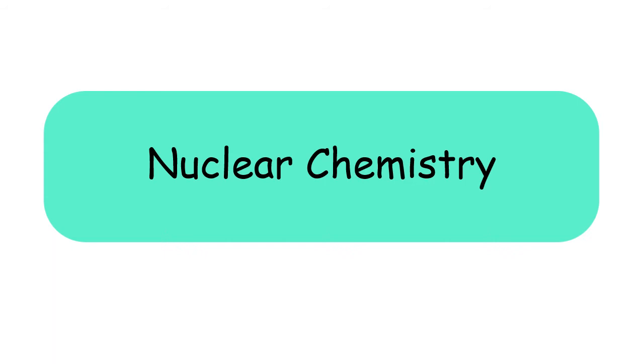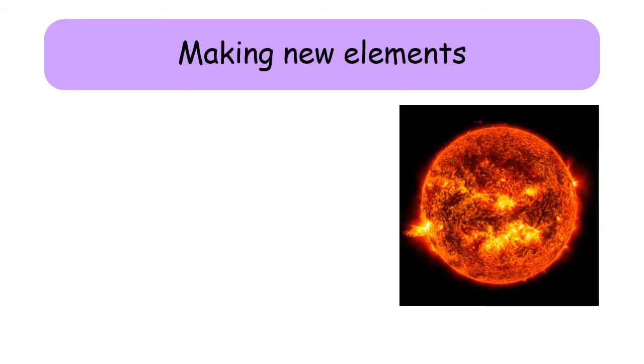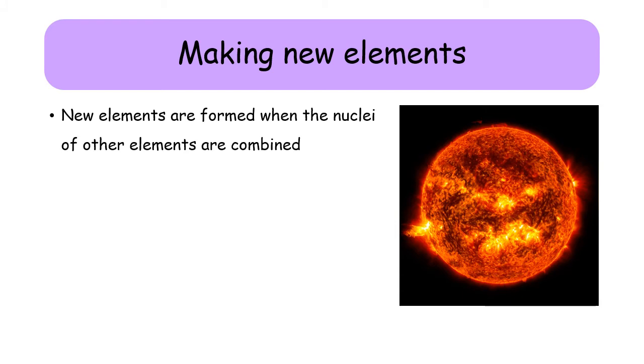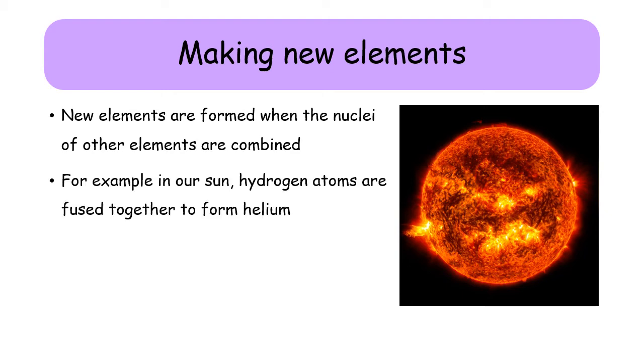Our next topic is nuclear chemistry. Now this is a really short topic. So making new elements. New elements are formed when the nucleus of one atom and the nucleus of another element combine. This is where we get the word nuclear chemistry from, because we're dealing with the nucleuses or the nuclei of different atoms. Now, a good example of this happening is inside our sun.